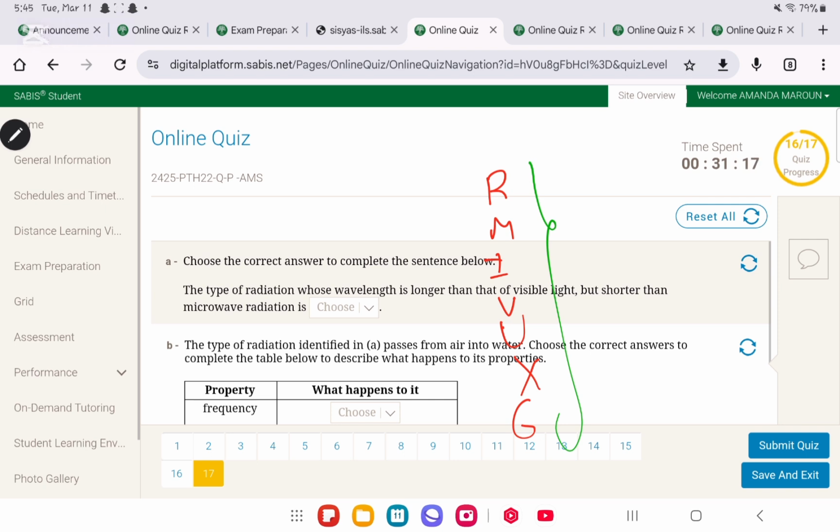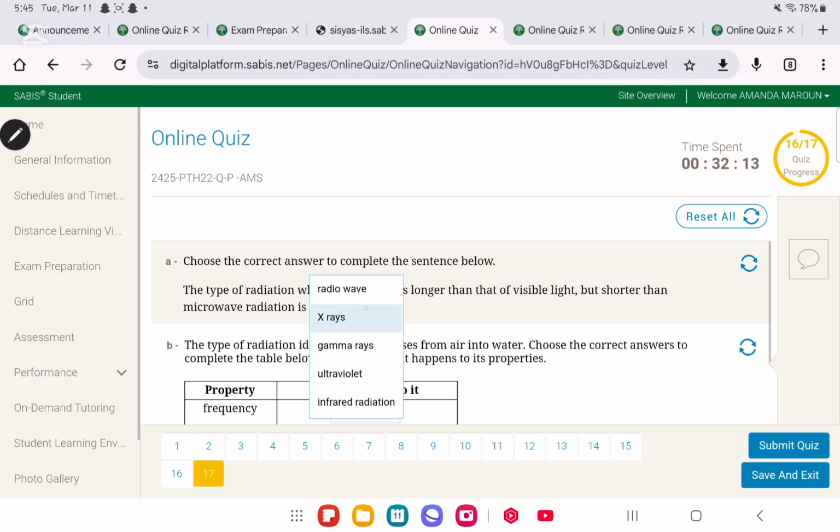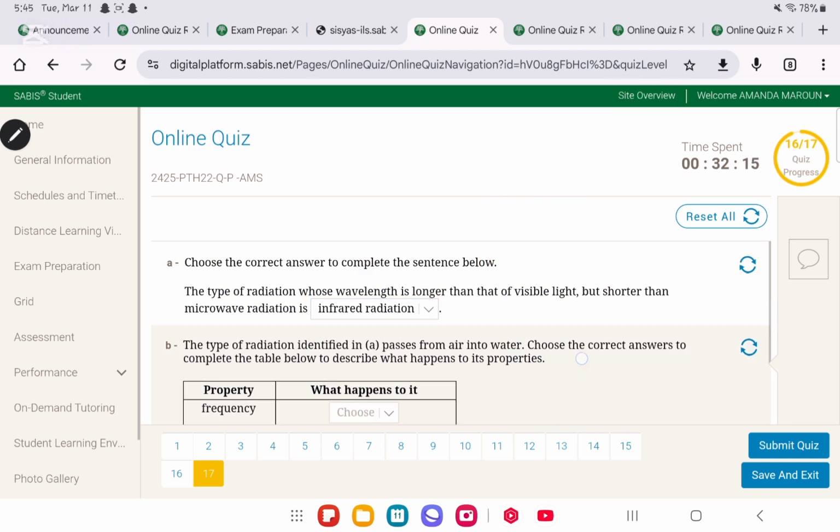What you need to know is how the wavelengths increase. It's like this: this is long, this is longer, this is shorter, this is shorter, and they keep on getting shorter. So they told us which one has a wavelength longer than visible light, so anything here is longer than visible light, but shorter than microwave, it has to be shorter than microwave. So you're only left with this option, which is the infrared radiation.